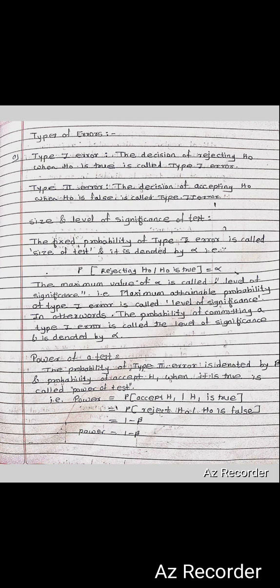The probability of type 2 error is denoted by beta, and the probability of accepting H1 when it is true is called power of test. Power of test means what? Probability of accepting H1 when H1 is true.